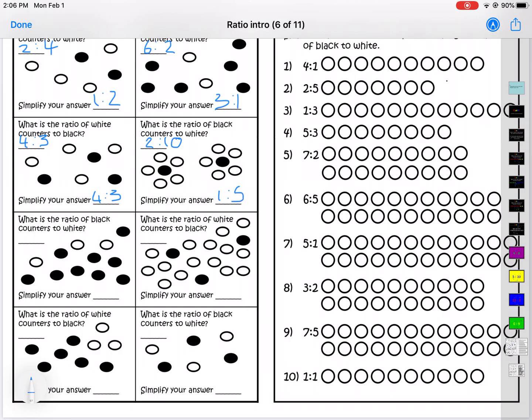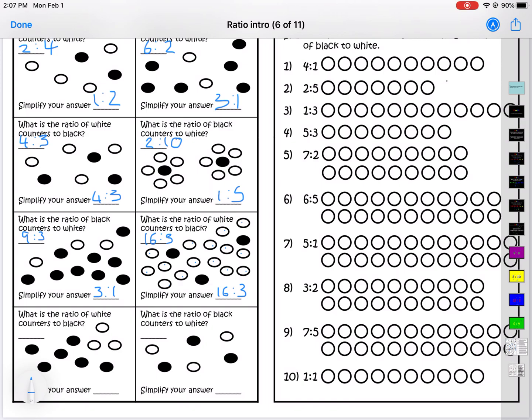Black to whites again. 1, 2, 3, 4, 5, 6, 7, 8, 9. 9 to 3. Divide them both by 3 and we get 3 to 1. This time it's white to black, so we've got to count all of these. 1, 2, 3, 4, 5, 6, 7, 8, 9, 10, 11, 12, 13, 14, 15, 16 to 3. We can't divide both of them by the same number, so just 16 to 3.